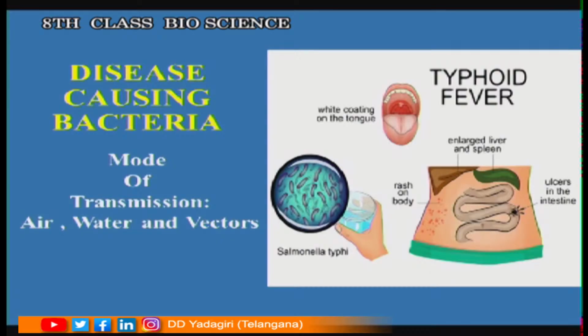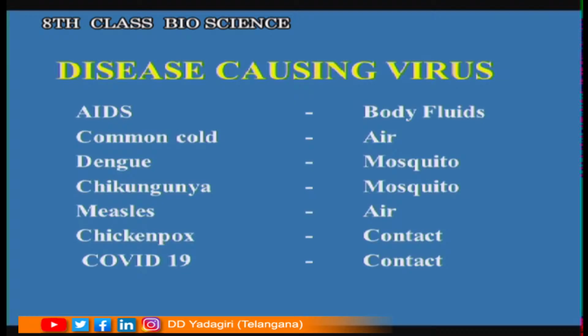The mode of transmission is through air, water and vectors. Now see the diseases caused by viruses. Children, AIDS spreads from one person to another person when the healthy person comes into contact with the body fluids of a diseased person. Common cold spreads through air. Dengue is spread by mosquito. The mosquito here is acting as a vector.